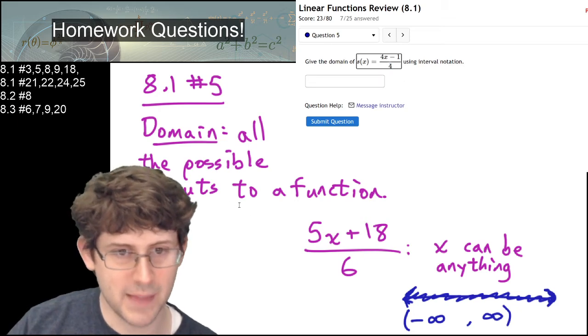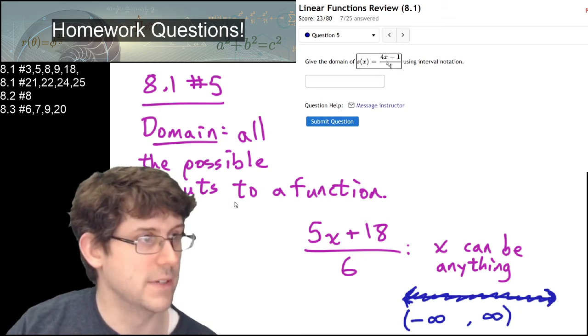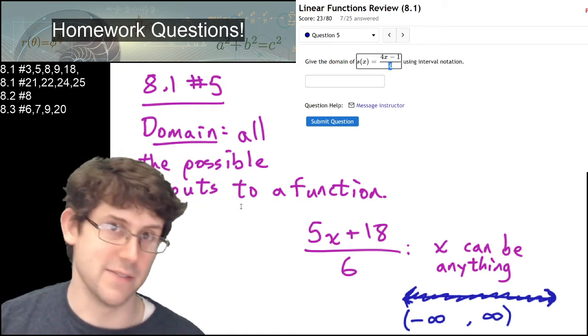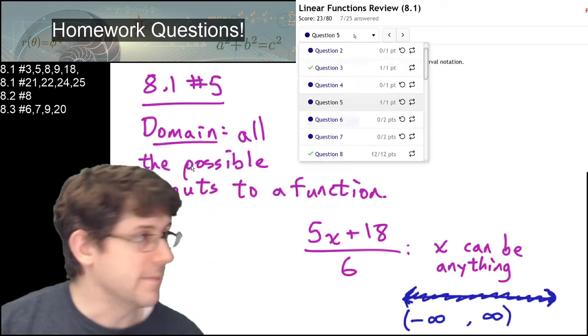If you ever get a problem that asks you to deal with a function that sometimes might divide by 0, then you might get a totally different answer. Okay, next up is number 8.